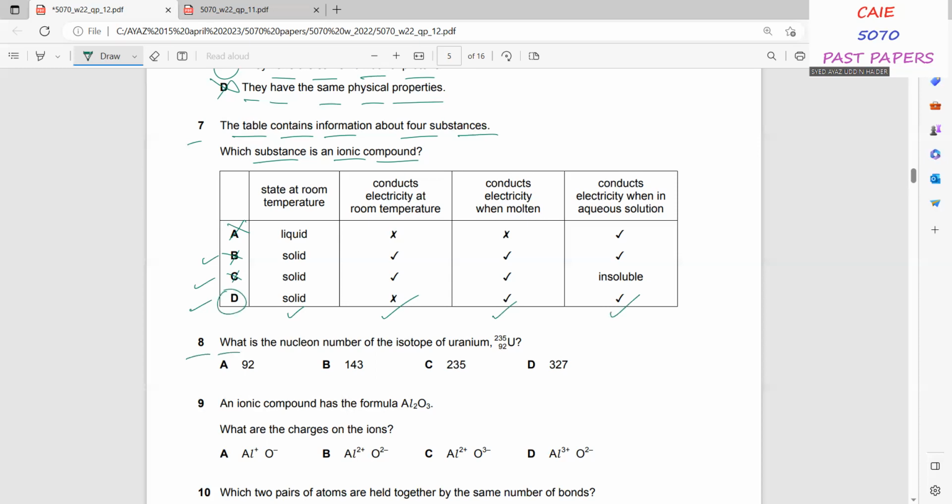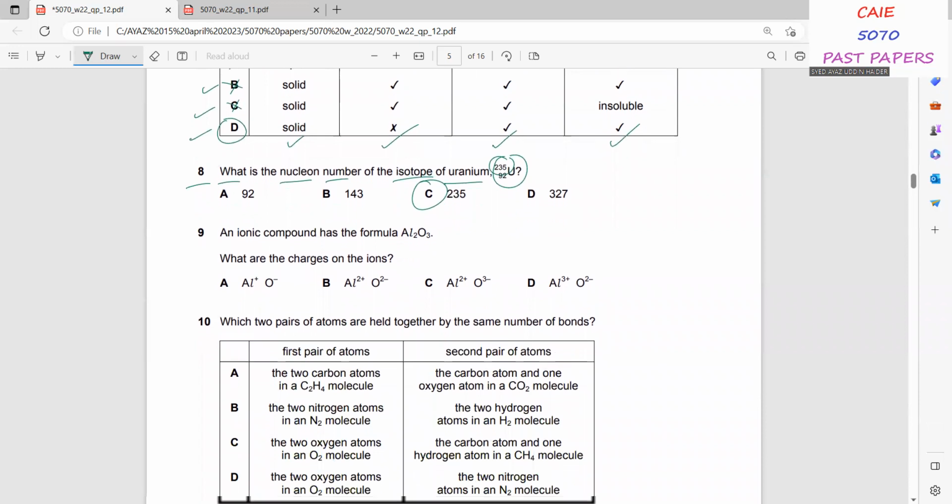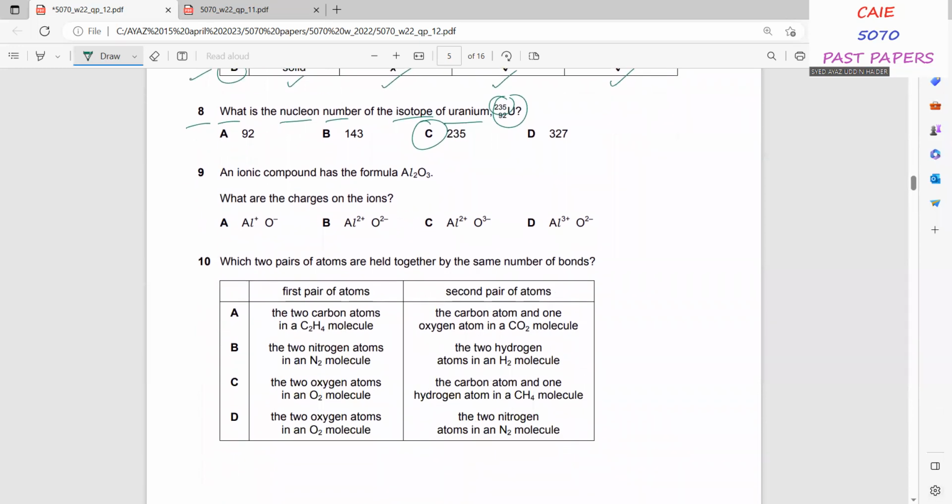8. What is the nucleon number of the isotope of uranium? It's uranium. 235 will be the nucleon number. So C is the right answer. And 92 is the proton number for uranium. 9. An ionic compound has the formula Al2O3. What are the charges on the ions? Very easy. Aluminum belongs to group 3, so it will carry +3 charge. Oxygen belongs to group 6, it will carry -2 charge. So only one choice is correct here, that is D.